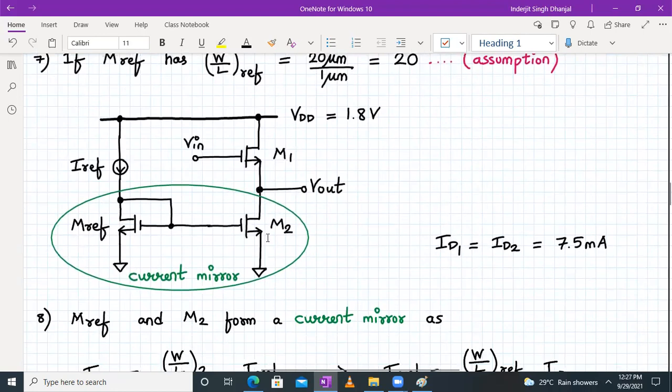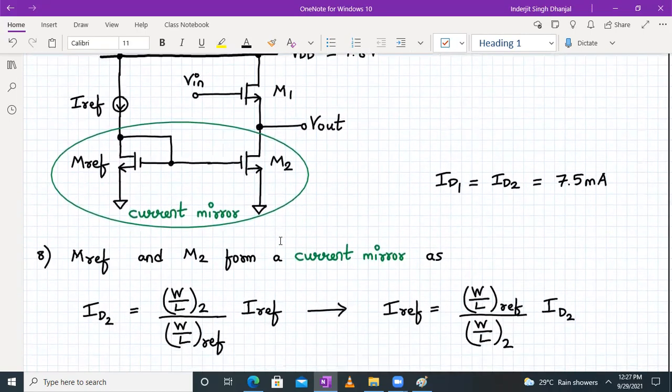So moving forward with this assumption, if we observe carefully, the first observation is that M1 and M2 are in series. So ID1 will be same as ID2. We have calculated it. It is 7.5 milliamperes. Now the second observation is that M reference transistor and M2 transistor form a current mirror, right? And if they form a current mirror, we can write the basic current mirror equation. So we can write ID2 is equal to W by L of 2 divided by W by L of reference into I reference.